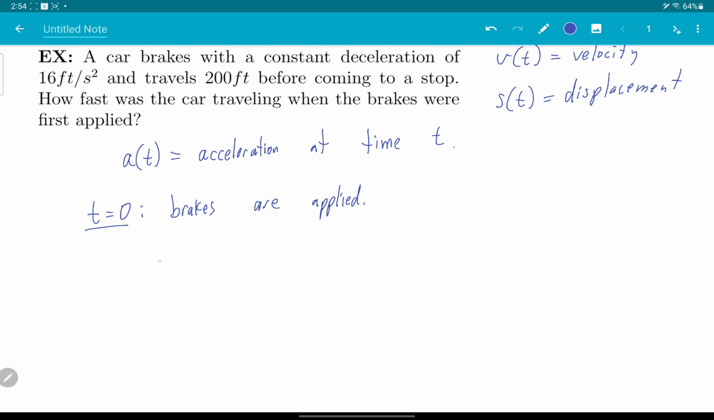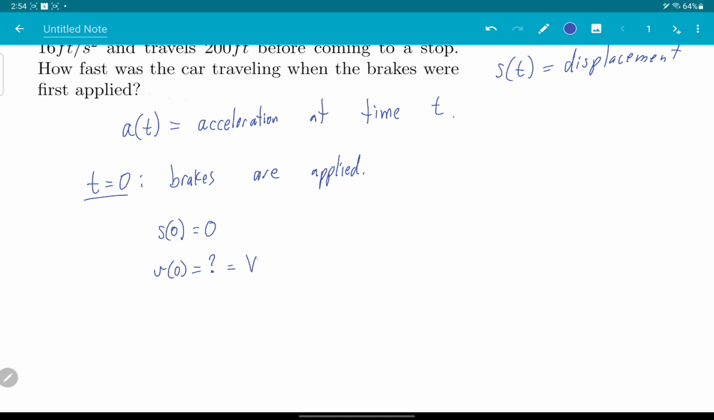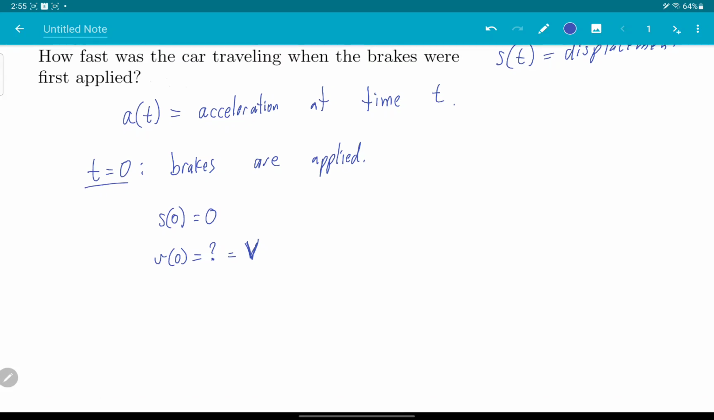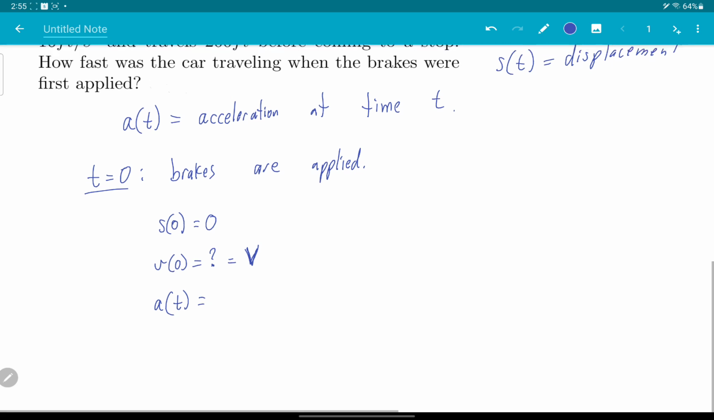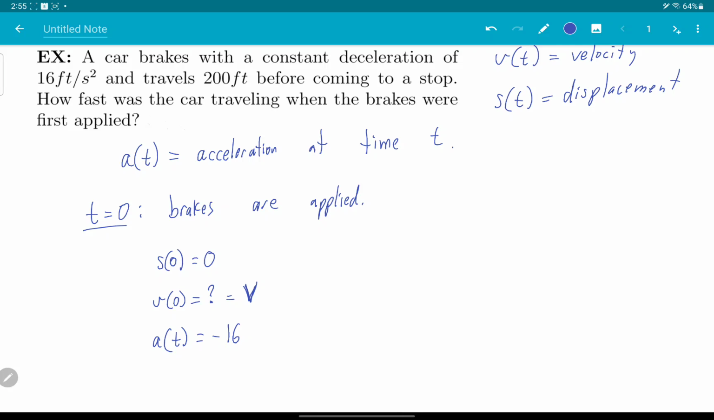So what does that tell me? Well, it means that displacement initially, we can make a choice here. We'll say that's our starting point. So s of 0 is 0. The velocity at 0, this is the thing that we're looking for. So I'm going to give that a name. I'm going to call that capital V. The acceleration is constant. The acceleration is minus 16. It's deceleration of 16 feet per second squared.